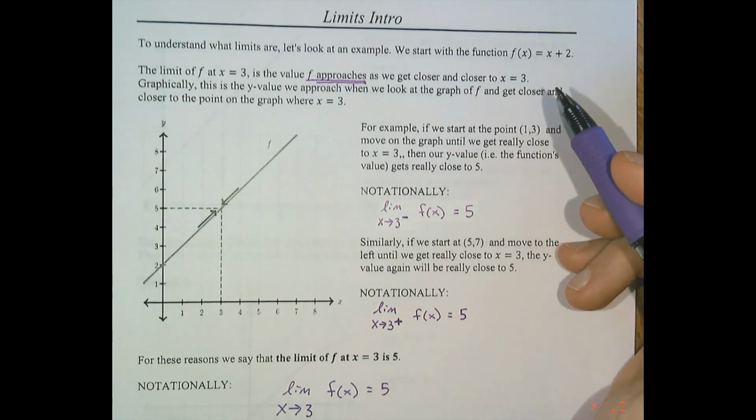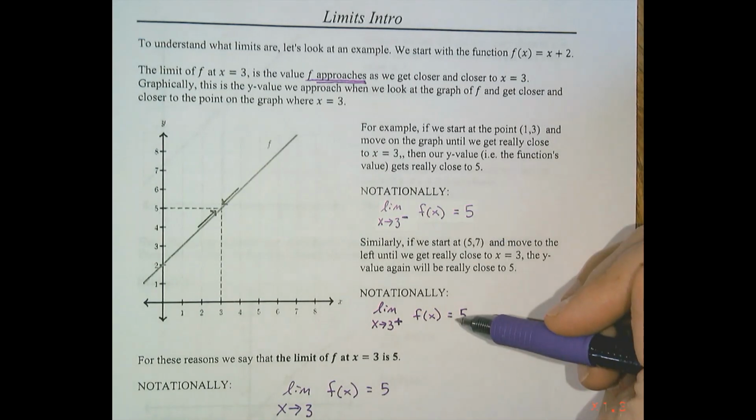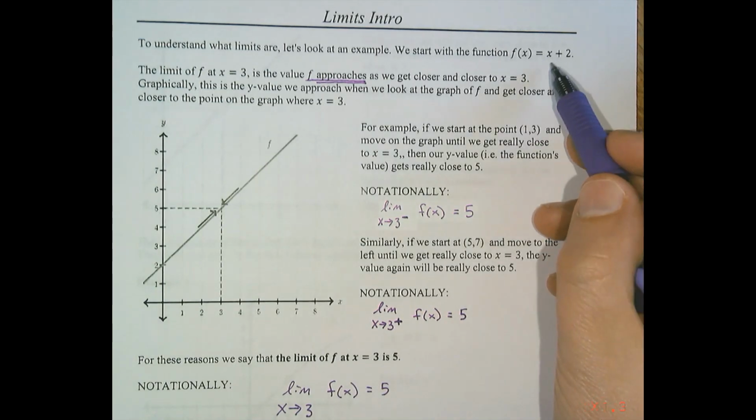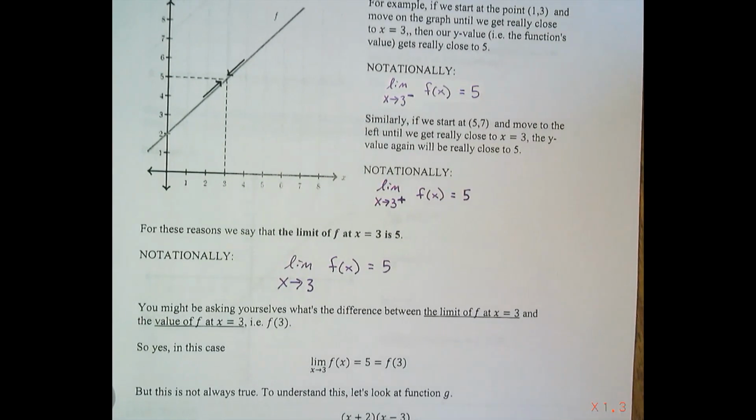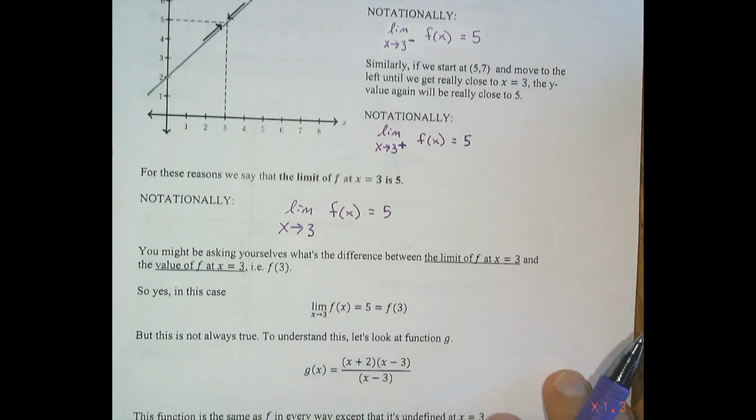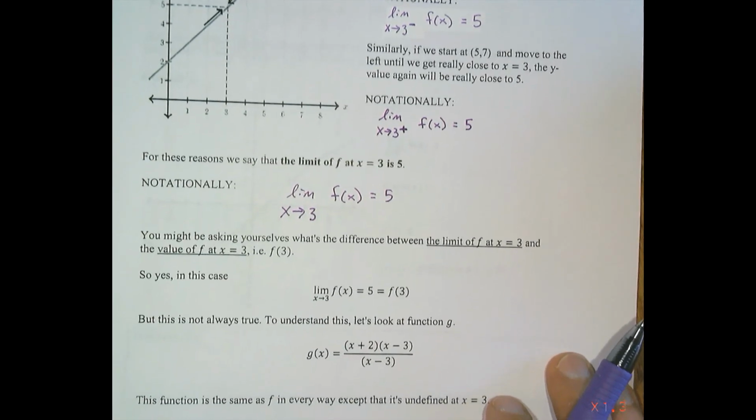Well, the reason we went through this process is because sometimes it's not as simple as just plugging in the number. In this case, it was. f of 3 was the same thing as the limit, and that value was 5. But let's look at a different function. In this case, g of x.